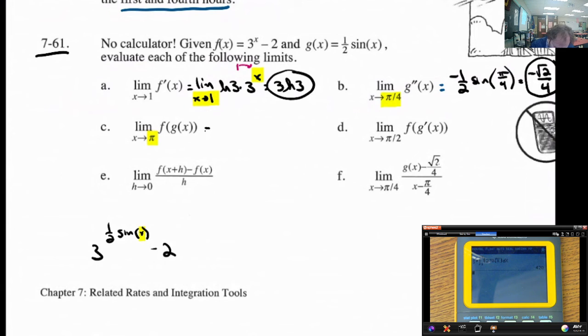Again, no calculator allowed on this. So sine of pi is equal to 0. If we rotate around the unit circle to pi, we're at a y value of 0. So this is going to be 3 to the 0 power minus 2. That is 1 minus 2, which is negative 1.